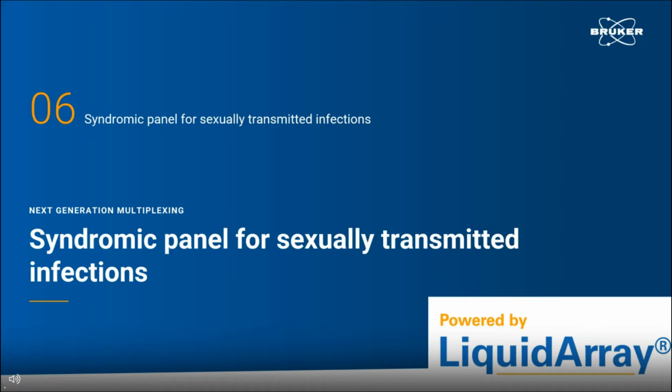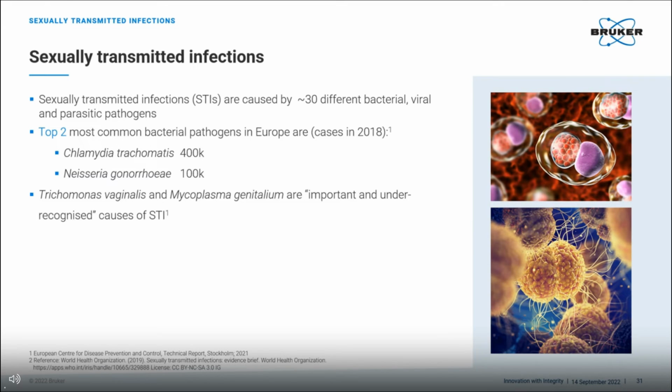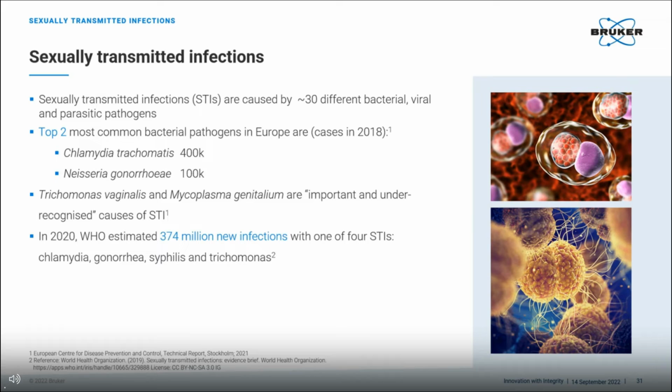In terms of LiquidArray for our syndromic panels, I'm introducing here our syndromic panel for sexually transmitted infections. So STIs are caused by a broad range of different bacterial, viral, and parasitic pathogens. The top two most common bacterial pathogens in Europe being Chlamydia trachomatis and Neisseria gonorrhea, of course. Trichomonas vaginalis and Mycoplasma genitalium are also recognized as important and under-recognized causes of STI. And in 2020, WHO estimated 374 million new infections with one of the four STIs: chlamydia, gonorrhea, syphilis, and trichomonas.